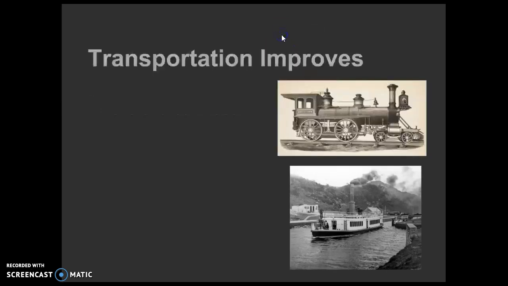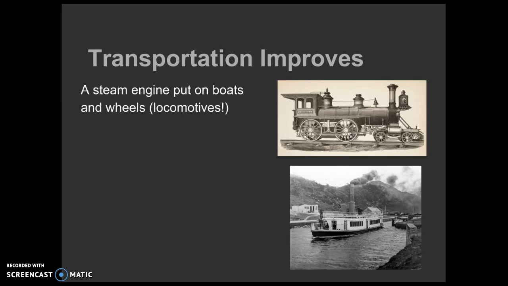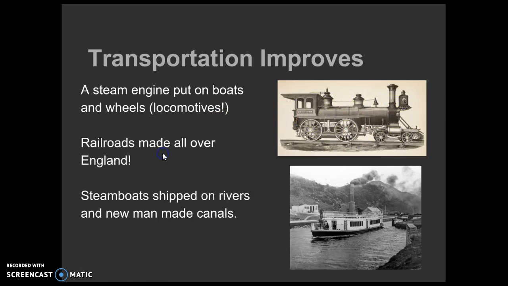They eventually take that steam engine and help it to improve transportation as well. So they put the steam engine on boats and make it a steamboat. And they put the steam engine on wheels, and you get a locomotive, or the early train. And then the railroad system starts to spring up all over England. And steamboats start to ship goods on rivers and also new man-made canals, like the Cape Cod Canal.